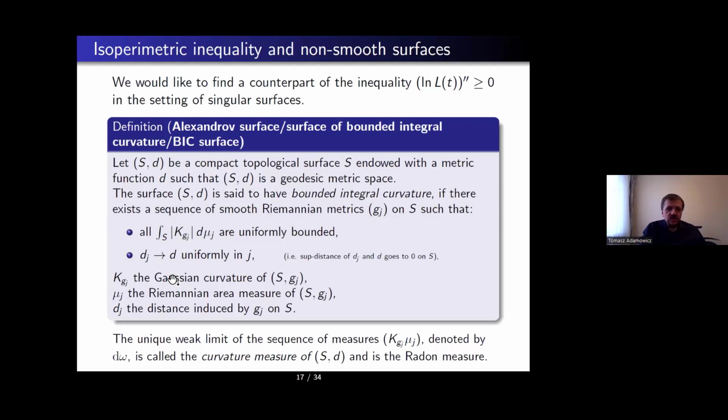And the second condition is that the distances dj induced by the metrics Gj uniformly converge to D, the underlying metric. By uniform convergence, I mean that the supremum distance between dj and D goes to 0. The unique weak limit of the sequence of these measures is denoted d omega and is called the curvature measure of the Alexandrov surface, and it turns out to be a Radon measure.